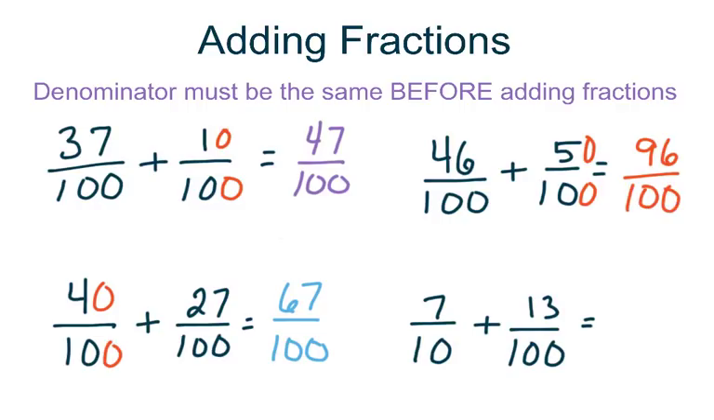And then the last one, 7 tenths plus 13 hundredths. Again, 7 tenths does not have hundredths in the denominator, so we're going to add those zeros, and now they're both hundredths, and then we can add them together, and this gives us 83 hundredths. All right, that's adding fractions. Again, make sure your denominators are the same before you add.